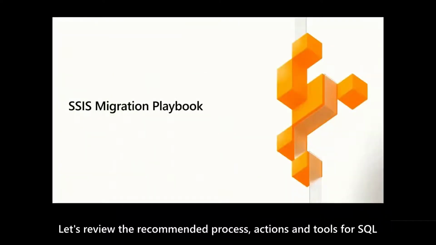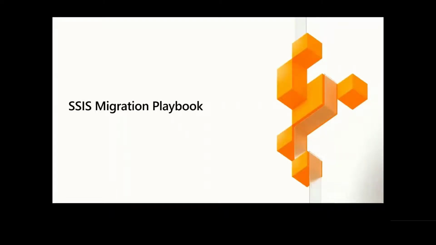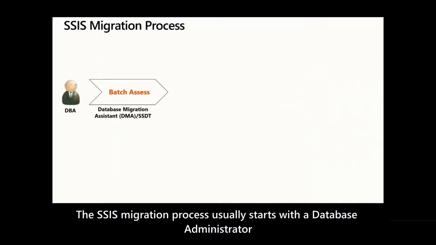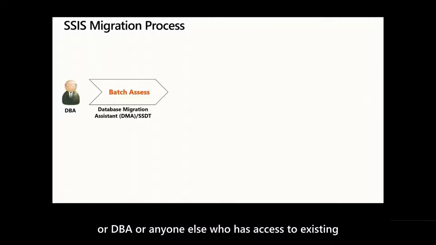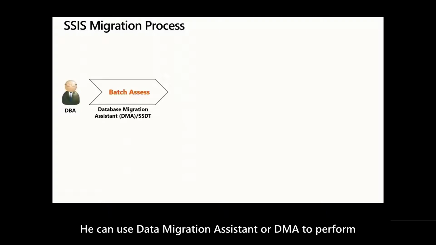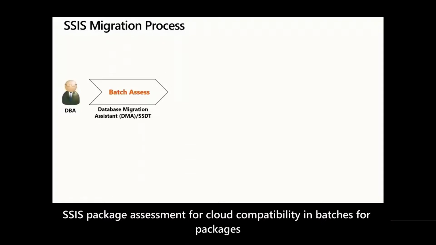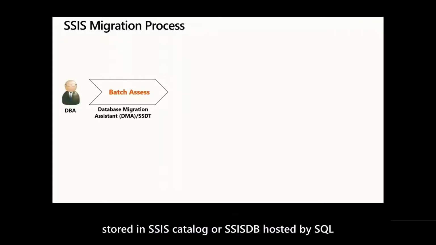Let's review the recommended process, actions, and tools for SQL Server Integration Services, or SSIS, migration. The SSIS migration process usually starts with a database administrator, or DBA, or anyone else who has access to existing SSIS projects or packages. He can use Data Migration Assistant, or DMA, to perform SSIS package assessment for cloud compatibility in batches for packages stored in SSIS catalog or SSIS DB hosted by SQL Server, in MSDB, in file system, or in SSIS package stores on top of MSDB or file system.